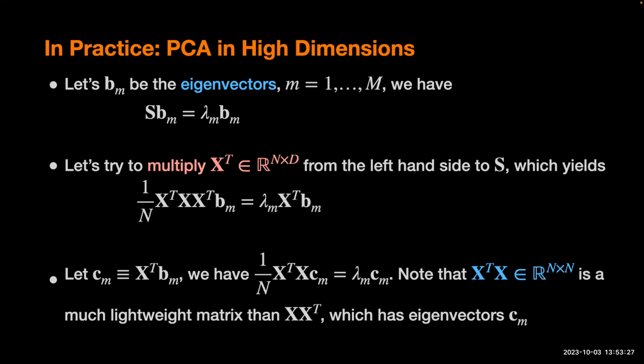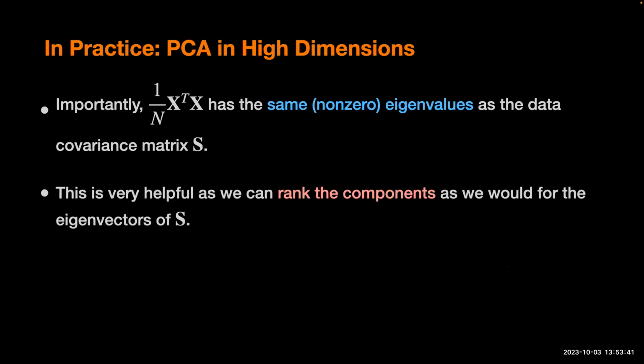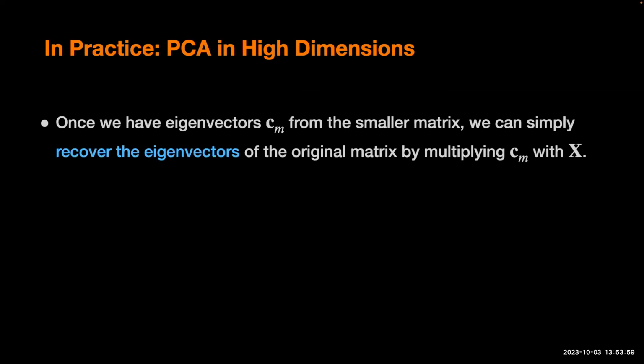But for now, just saying, we have transformed this into a smaller matrix when n is small, while sharing the same eigenvalues. Right, so I have the same non-zero eigenvalues as the data. So you can rank the components as you would using the eigenvalues. And it can be much more efficient because now you are diagonalizing an n cube operation instead of a d cube operation.